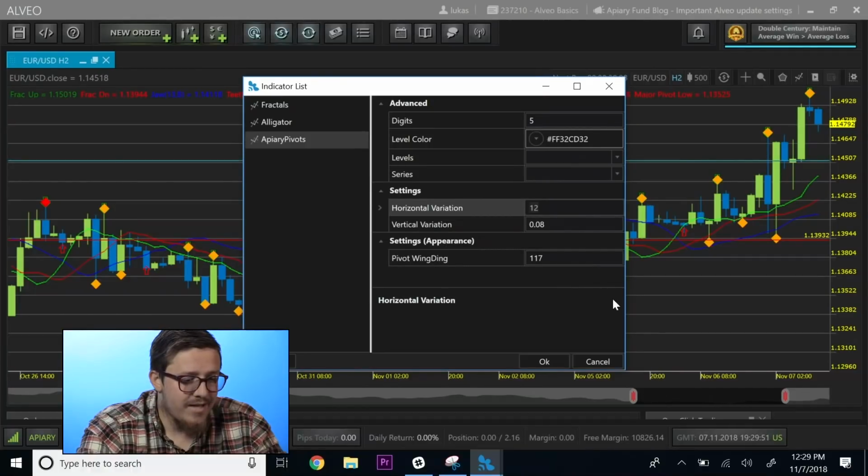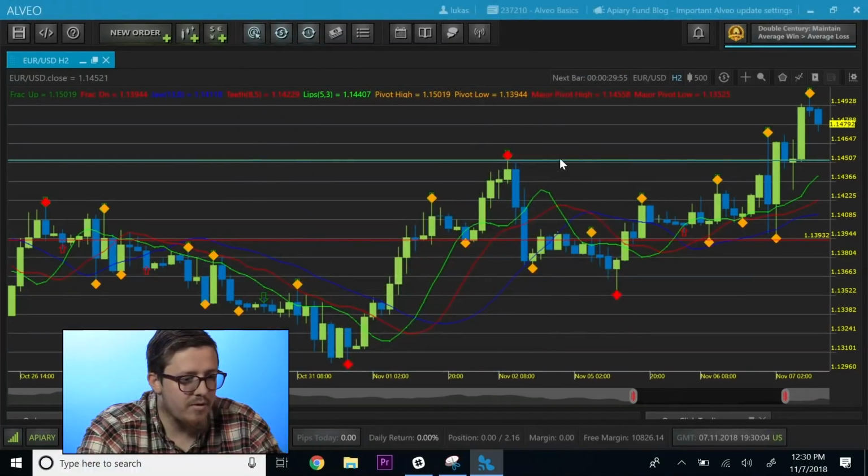So that's pretty much it for the fractals and the pivots in my book. Like I said, the fractals are pretty straightforward. And the reason, I feel like I probably didn't say this, and I probably should.